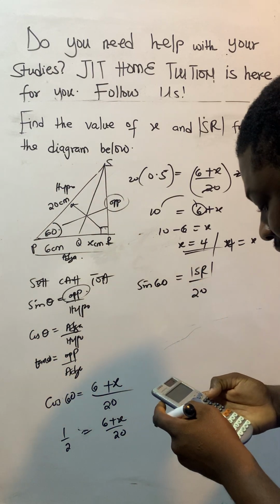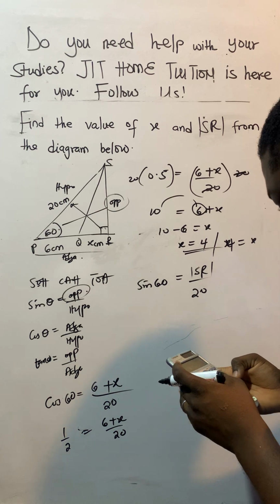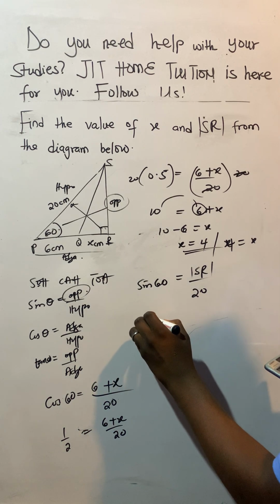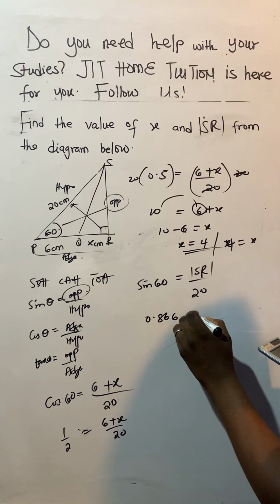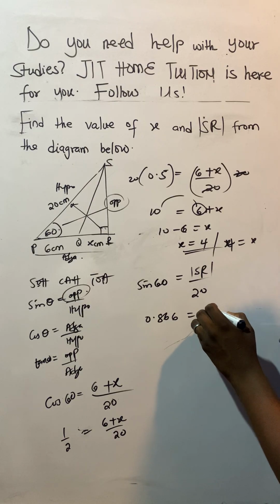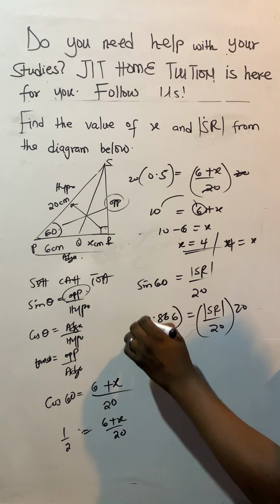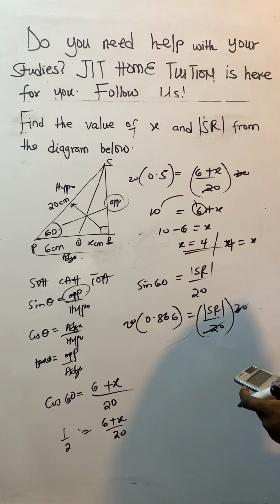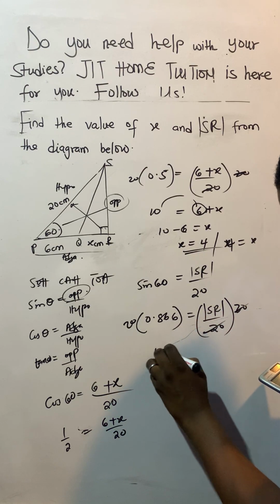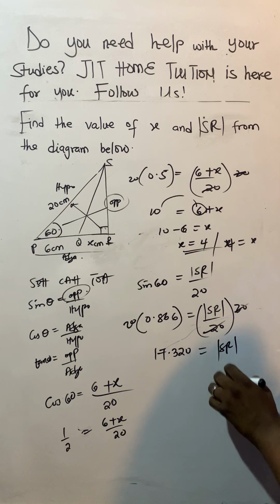Now, what is sine 60? Sine 60 is 0.866. So you have 0.866 equal to SR over 20. You multiply both sides by 20, this one will cancel. So what is 0.866 times 20? That will give you 17.320. You have the length of SR to be this.